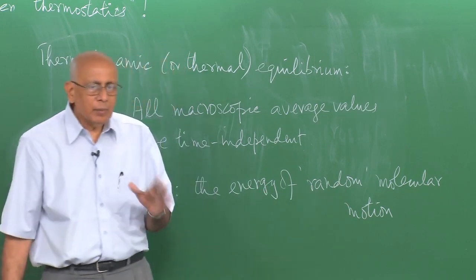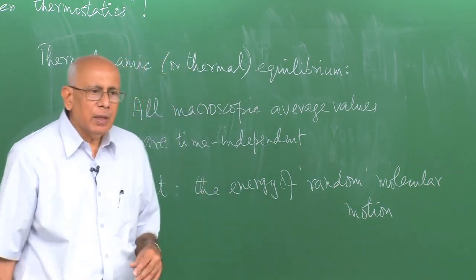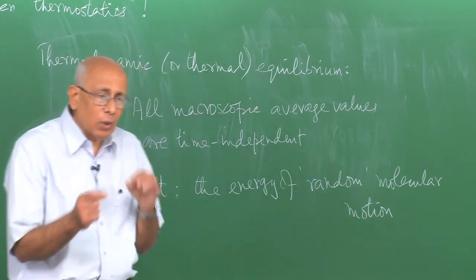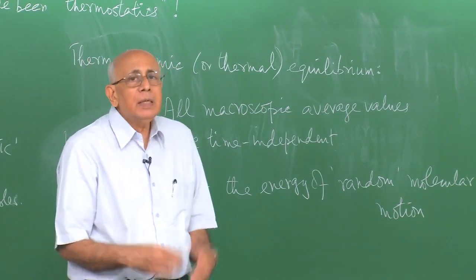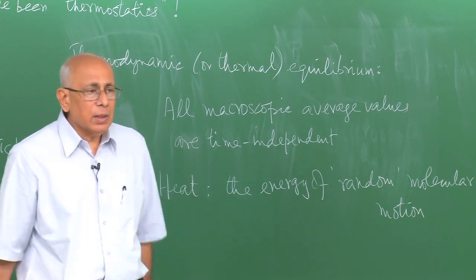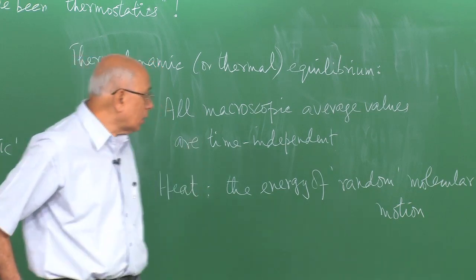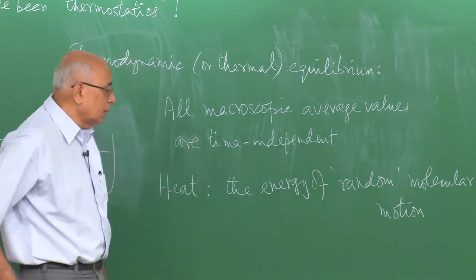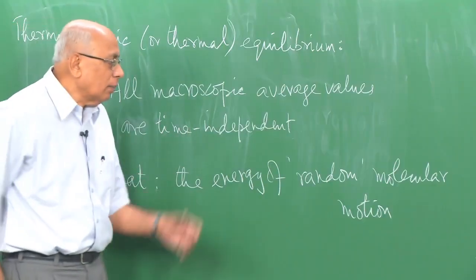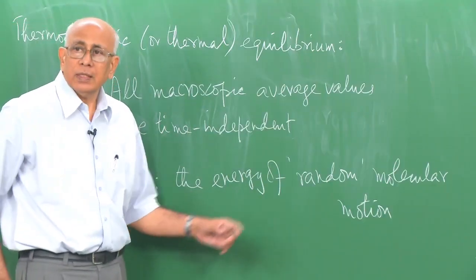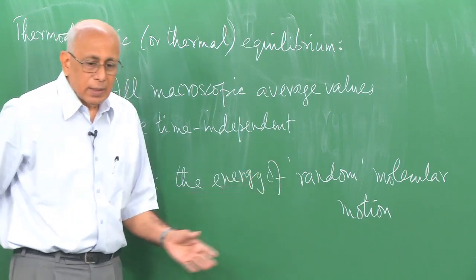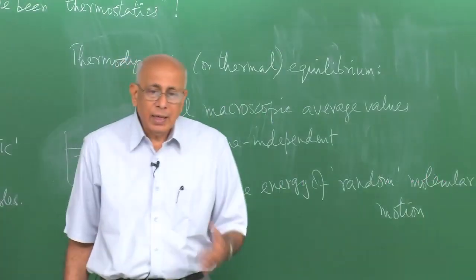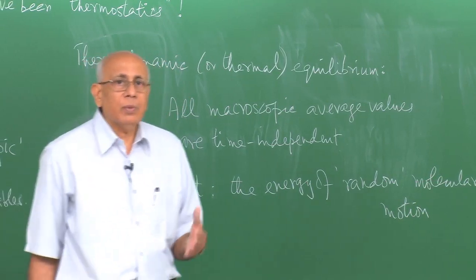It is not random in principle. In principle, if you actually know all the forces, all the momenta of all the particles, all the positions and so on, then in principle one can compute what these quantities are at a later instant of time, and then there would be no randomness. But in practice, of course, there is randomness because we do not have that detailed information. So this random molecular motion, the energy corresponding to that is what we call heat.